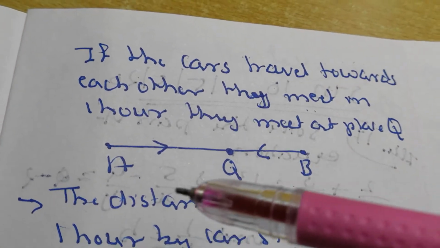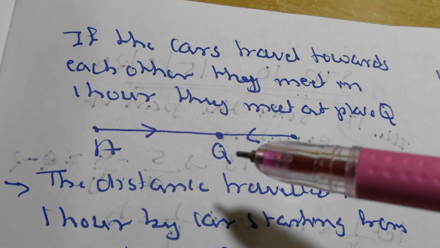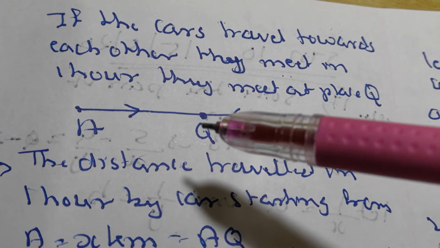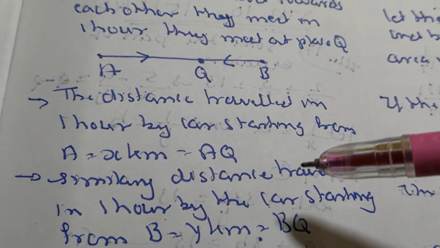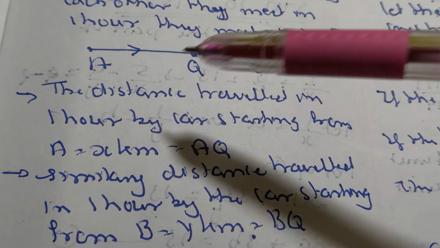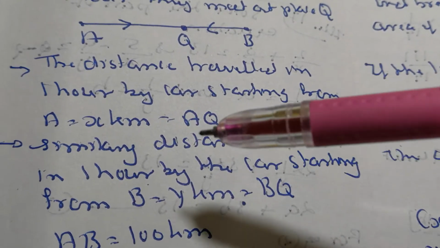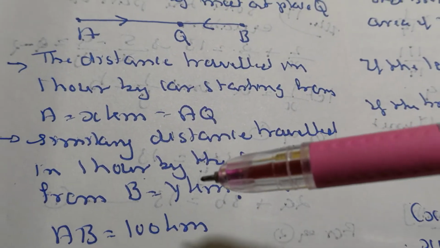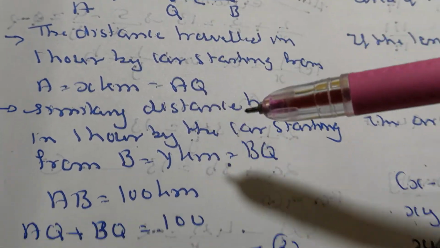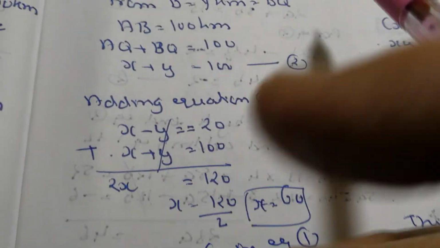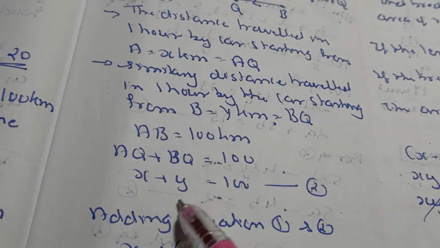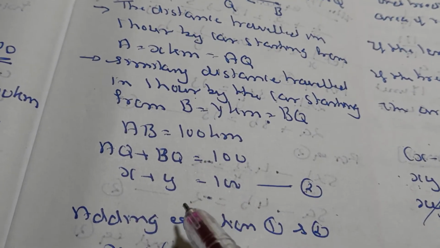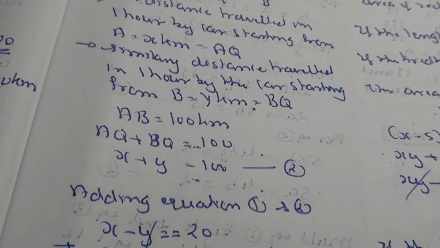Now both the cars are traveling in the opposite direction. That is A is going on the right hand side and B is coming from the right hand side and meeting at point Q after 1 hour. The distance traveled in 1 hour by the car starting from A is x kilometers, that is AQ. And similarly the distance traveled by car B is y kilometers, and that is BQ. So total distance is again 100 kilometers. So AB is equal to 100, so AQ plus BQ is equal to 100. AQ is equal to x and BQ is equal to y, so x plus y is equal to 100.